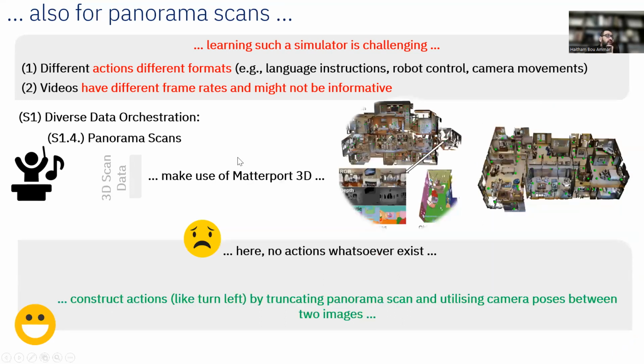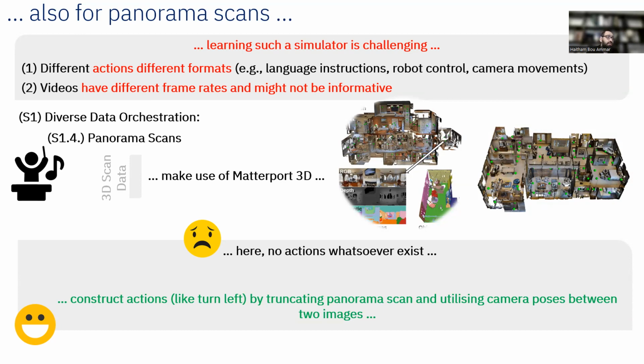Right. And then the other source of data they use is panorama scans. So here, when it comes to panorama scans, they make use of the Matterport 3D dataset, which is a dataset that looks like this. So these are panorama scans, right, inside a house. However, the problem is that when you look at the panorama scans or these 3D scan data, there's no action in them, right? It's just a scan of the environment.